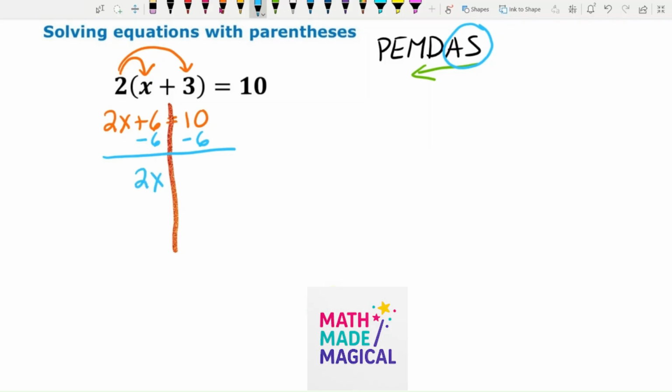I'm going to bring down my 2x. Positive 6 minus 6 is 0. Bring down my equal sign. 10 minus 6 is 4.